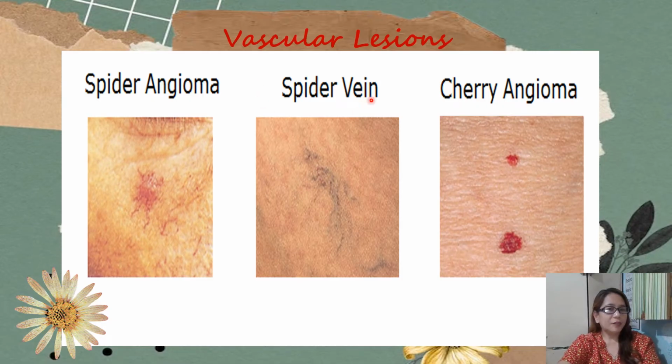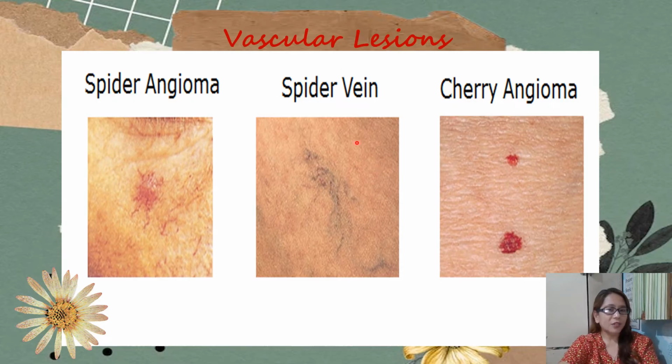Moving on to vascular lesions, we have what we call spider angioma. It is fiery red, sometimes raised, with numerous telangiectatic vessels, and may indicate liver cirrhosis or liver disease. This can also be seen in pregnancy or in patients with vitamin B deficiency. This can be found on the face, the neck, the arms, and the upper trunk.